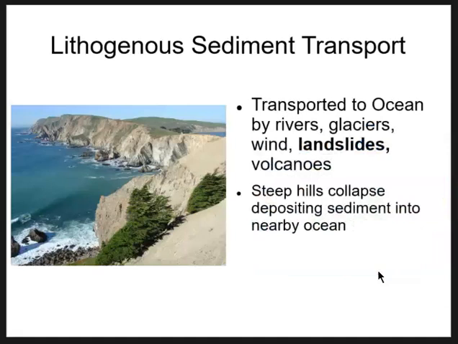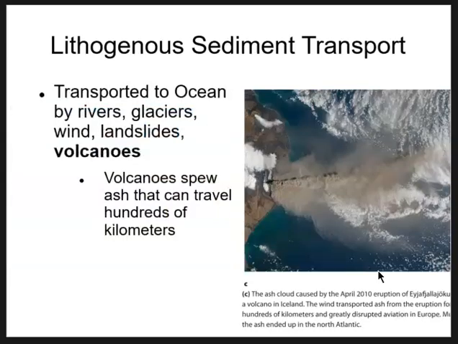The fourth way would be landslides. Landslides are basically going to put the lithogenous sediment out onto the continental shelf. Landslides mean rocks that erode due to gravity or water in an already steep area, and those rocks fall down and break up, and they end up on the continental shelf. And then finally, volcanoes can also distribute lithogenous sediment.